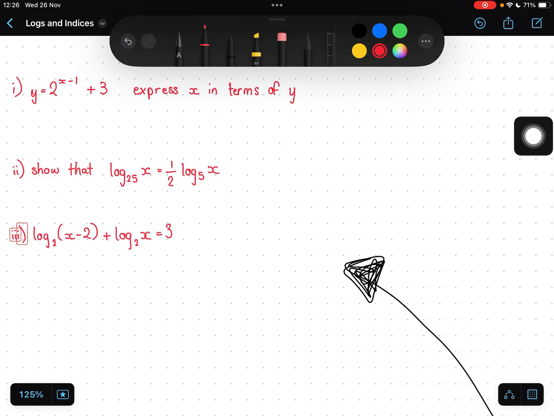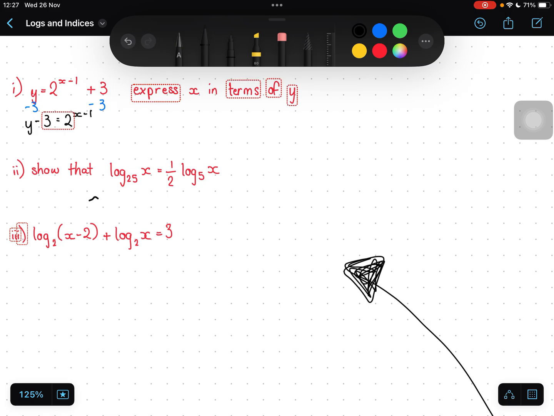So before I start trying to do stuff with the powers, I'm going to work towards getting x on a side by itself by just recognising that I can minus 3 from both sides. So all I need to do is minus 3 there, but that does mean that I have to minus 3 from that other side there. So that I will get y minus 3 is 2 to the power of x minus 1.